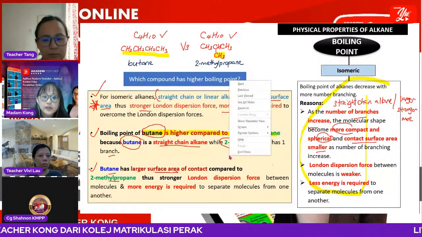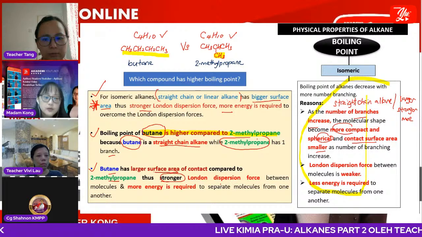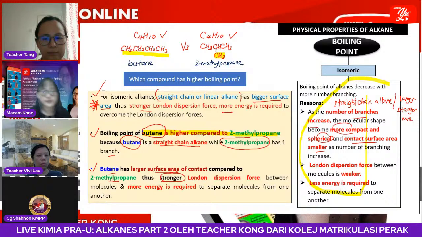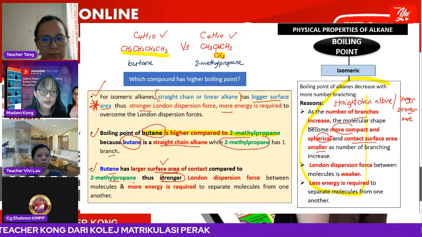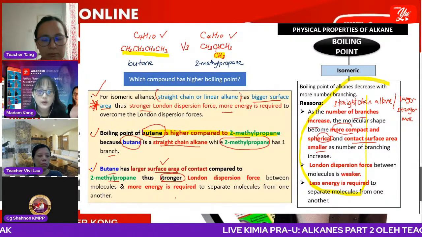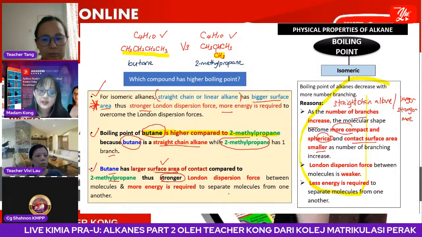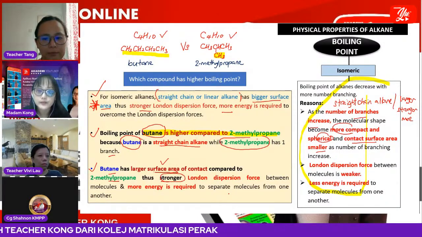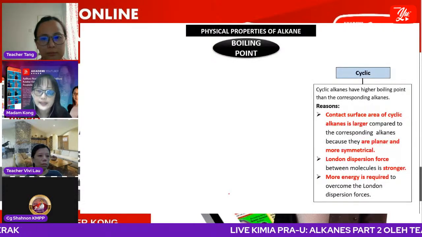Next, you have to answer in terms of the strength of the London dispersion forces. So butane has larger surface area of contact compared to 2-methylpropane, thus stronger London dispersion forces between molecules for butane, and then more energy is required to separate the molecules from one another. I hope you all can get the skill how to answer this kind of question. So this is isomeric alkane. Next, cyclic. What I had explained, the key is here.